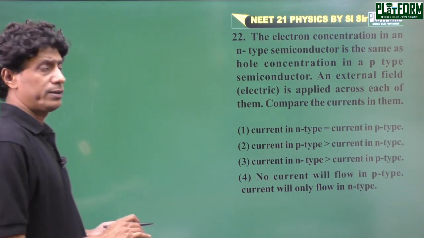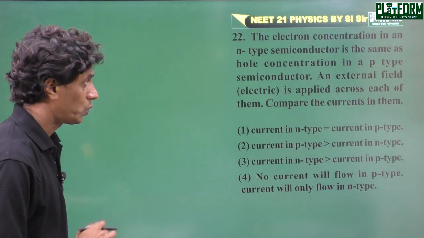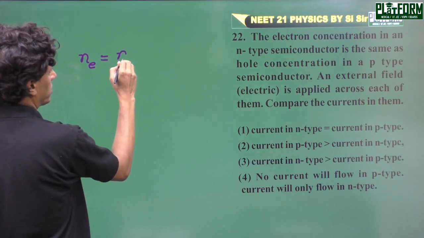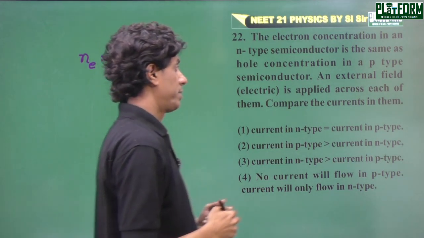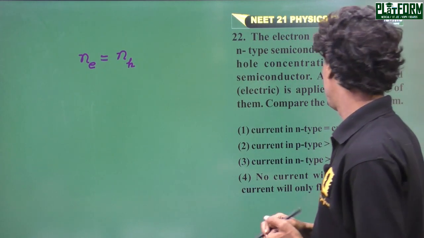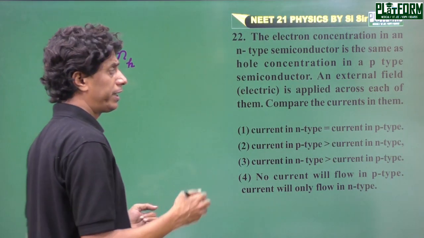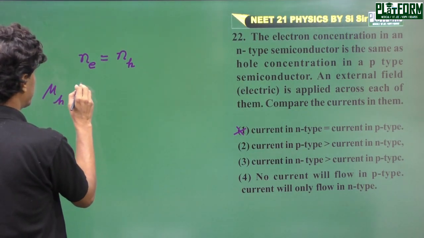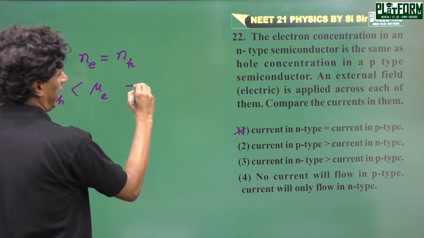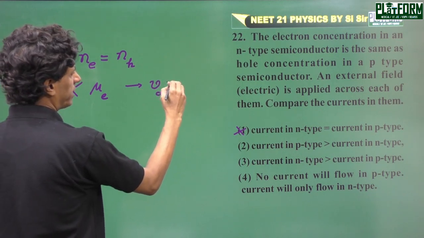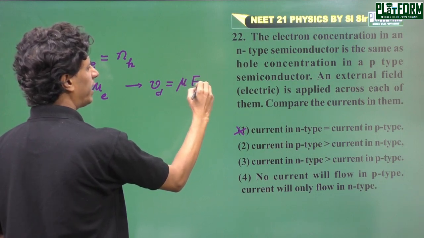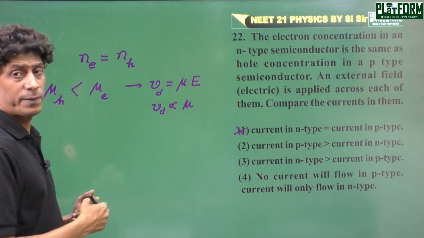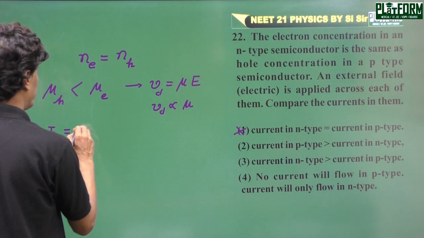Next problem. The electron concentration in an n-type semiconductor is the same as the hole concentration in a p-type. An external field is applied across each of them. Compare the current in them. Is the current in n-type equal to the current in p-type? No, because you know the mobility of a hole is less than the mobility of an electron, and Vd equals mu E, where E is the electric field. Therefore, we can say Vd is proportional to the mobility of the charge carrier.